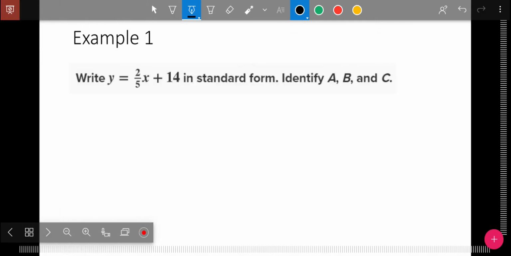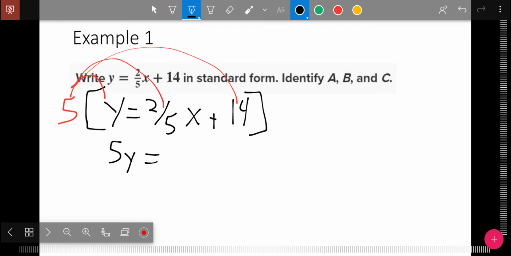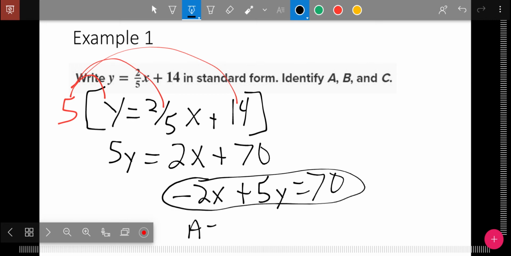Let's look at the first example. Let's write it in standard form. Well, the first thing I see is a fraction, and I don't really care to deal with that fraction right off the bat, so I'm going to get rid of it right now. I'm going to multiply everything throughout the whole equation by the denominator of the fraction, 5. So I'm going to do 5 times that, 5 times that, 5 times that. My new equation is 5y equals 5 times 2 times the top divided by the bottom. 5 times 2 is 10, divided by 5 is 2, plus 5 times 14 is 70. I get negative 2x plus 5y equals 70. And so that is my equation in standard form. A equals negative 2, B equals 5, C equals 70.